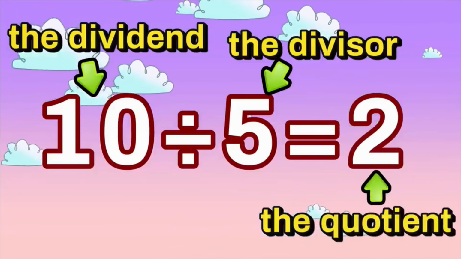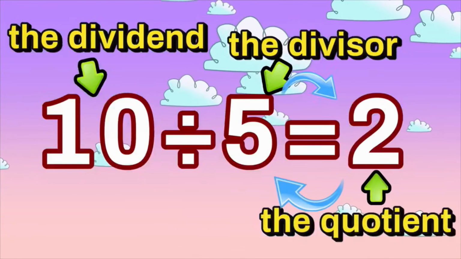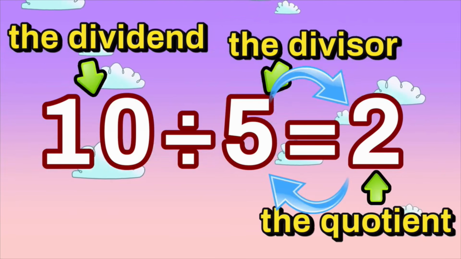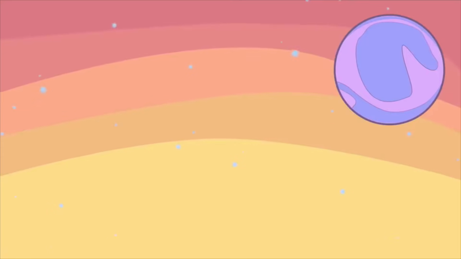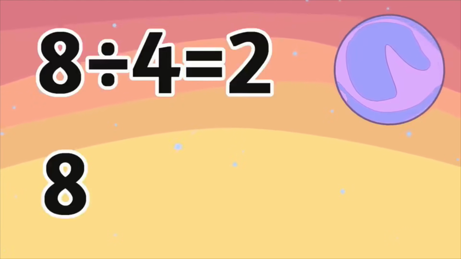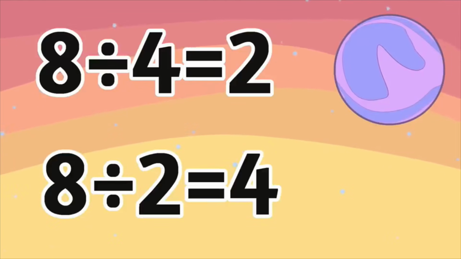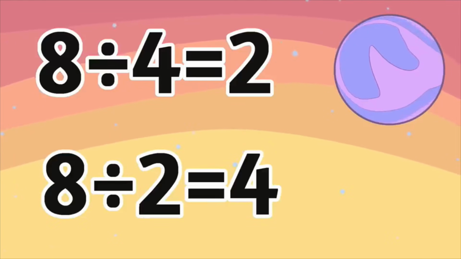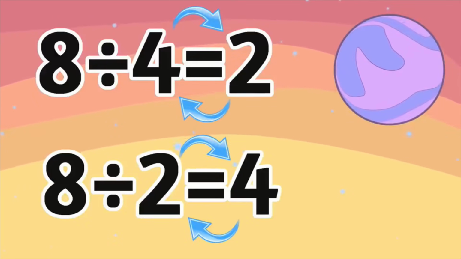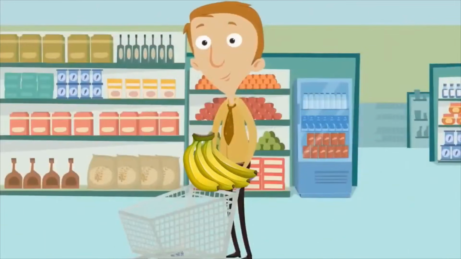Now, a cool thing about division is you can switch the divisor and the quotient, and the division problem remains true. For example, 8 divided by 4 equals 2, but also 8 divided by 2 equals 4. Interesting. The divisor and the quotient can be switched, and the division problem remains true. I'll show you with bananas.